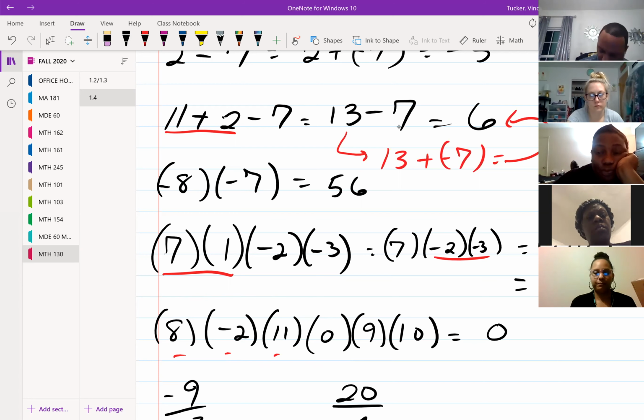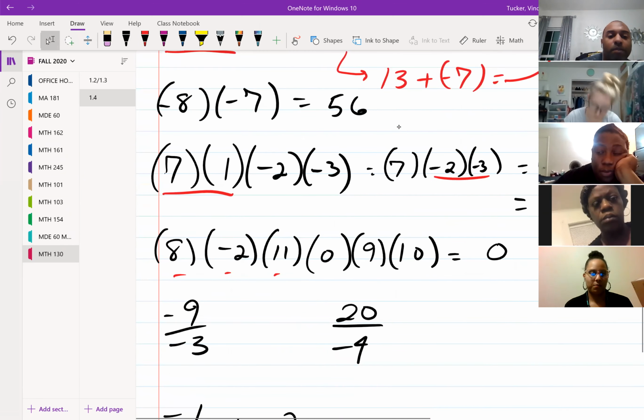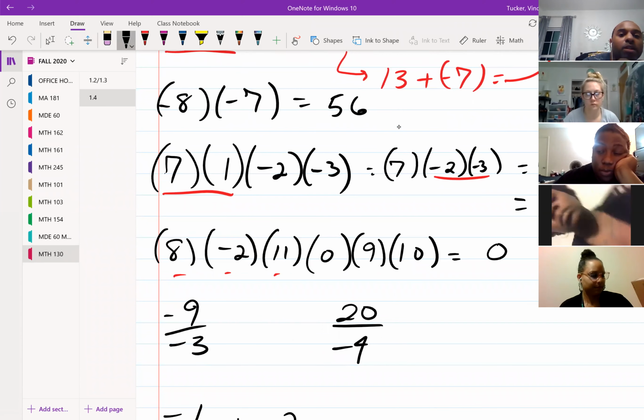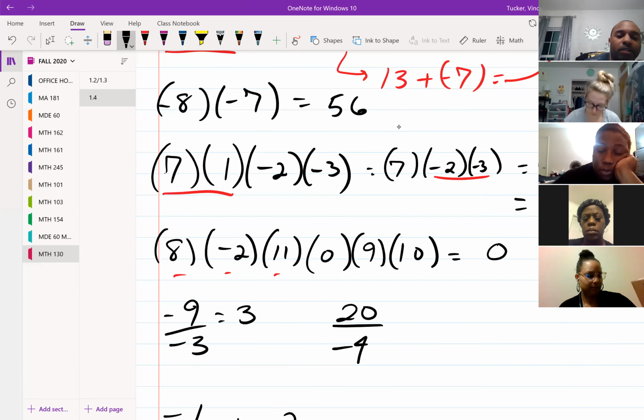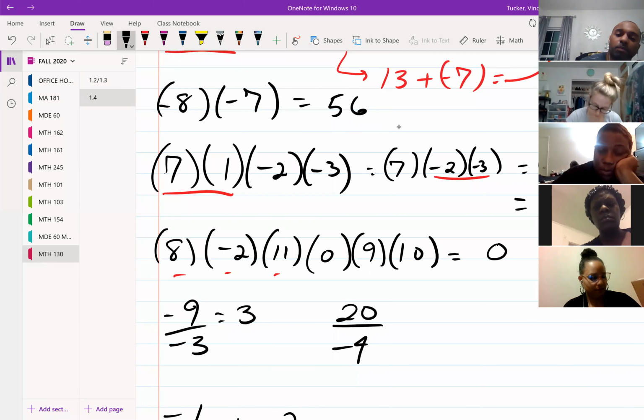All right. Next one, negative 9 over negative 3. It's going to be positive 3. Negative over negative turns positive. Positive 20 over negative 4 is negative 5.